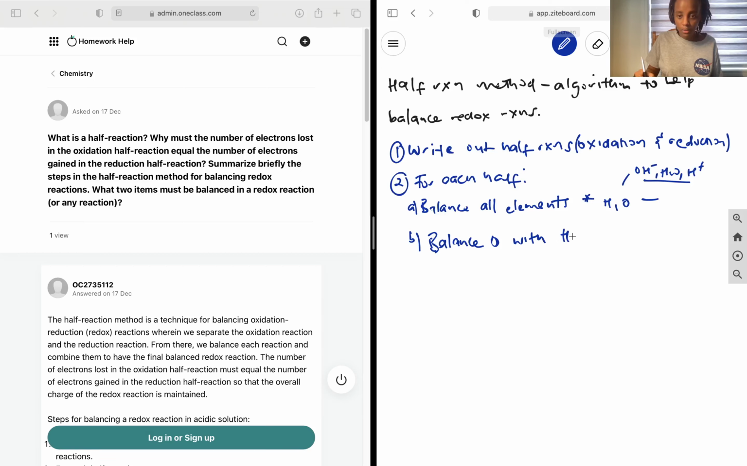And this is in the scenario that we're working in an acidic solution. If we're working in a basic solution, we technically balance O with OH minus, but we'll get to that later. Next up, we balance H with H plus, and lastly, we balance the charges with electrons.